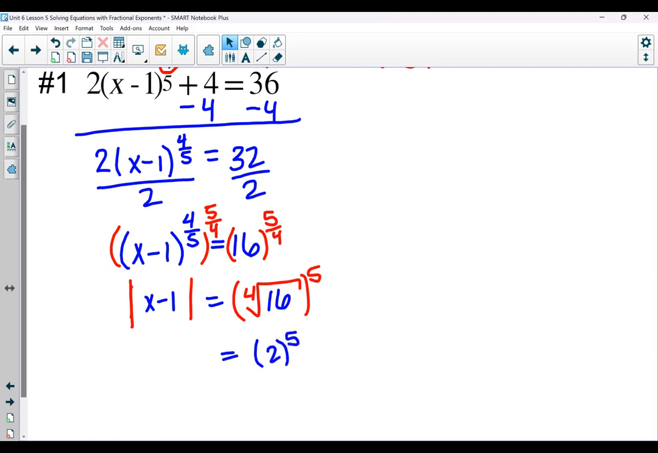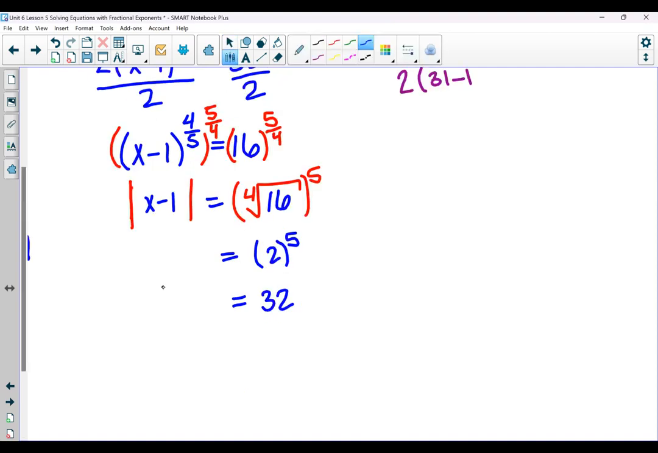So it'd be really hard for me to take that power and then take a 4th root of it all in my head. But I can figure out that 2 to the 5th is 32, simplifying that side of the equation. So my absolute value equation is the absolute value of x minus 1 equals 32.